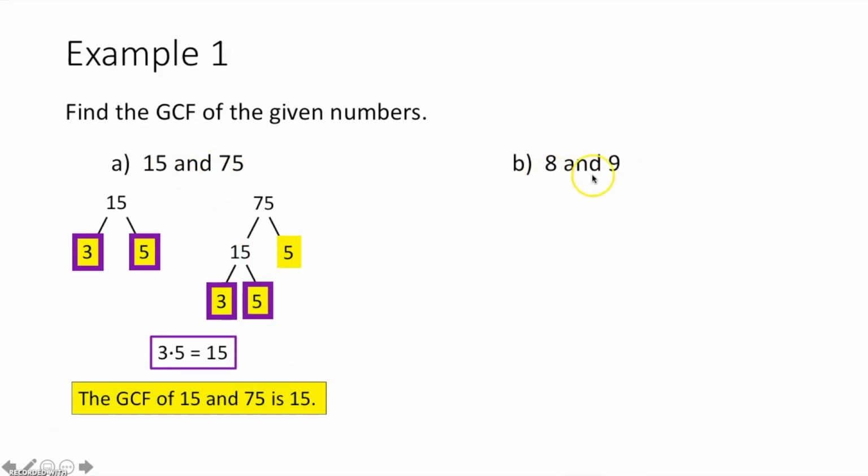So we're going to break each of these numbers into their prime factors. So we'll start with 8. What two numbers multiply together to make 8? Well, that would be 4 and 2. Now, 2 is already a prime number, so we can stop there. But 4 we can break up into 2 and 2.